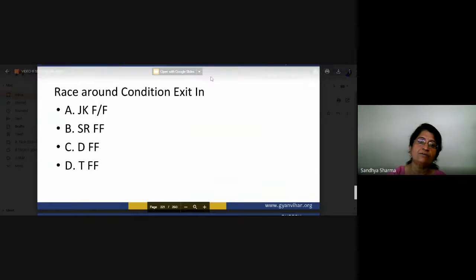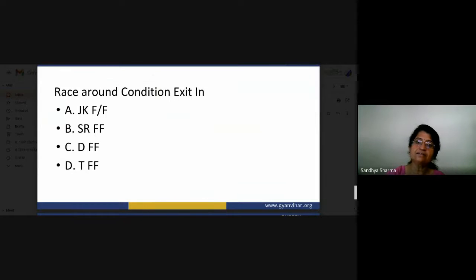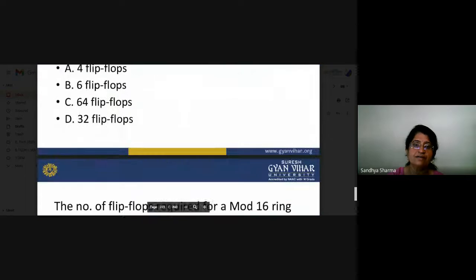So basically, if we are talking about the race around conditions, that is generated in the JK flip flop. Toggling conditions, so where would the toggling conditions exist? That is basically based on the T type flip flop, as is the name. So this is the basic type of other flip flops.